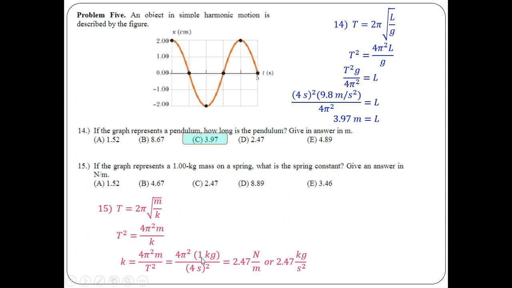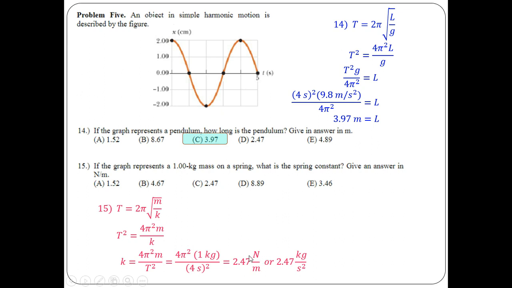Here we know the mass is 1, and we know the period is 4 seconds again from the graph. If we square it and do the calculator work, you should get a value of 2.47 newtons per meter. And I want to point out that newtons per meter is the commonly accepted unit for a spring constant. But just in case, it would be 2.47 kilograms per second squared, which is the same thing.